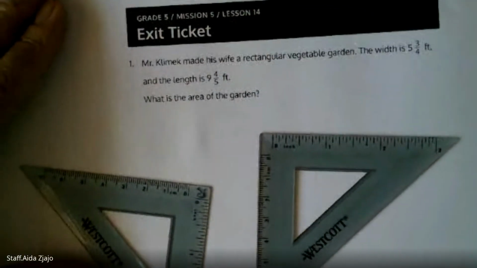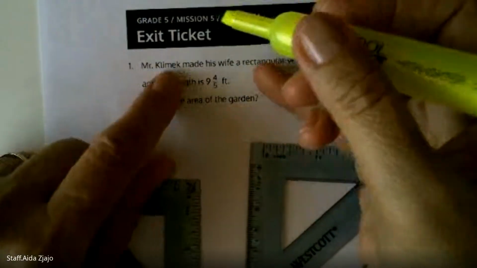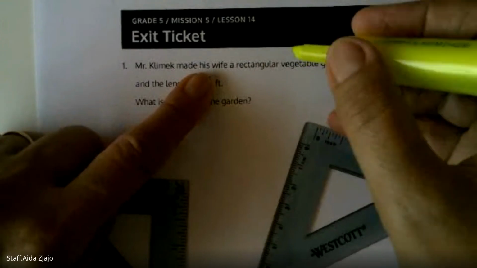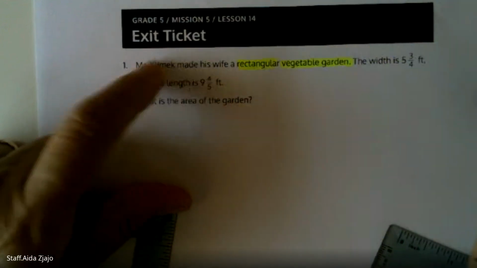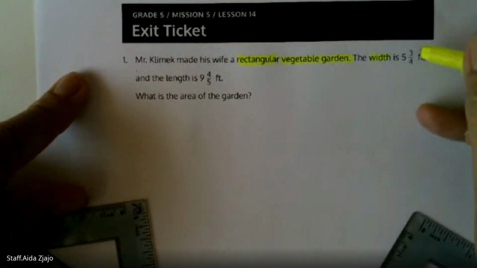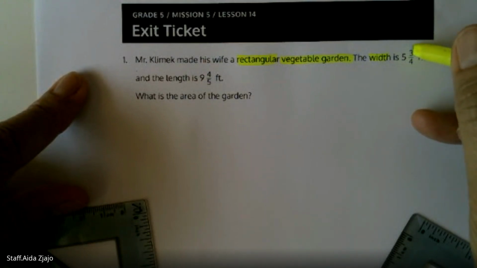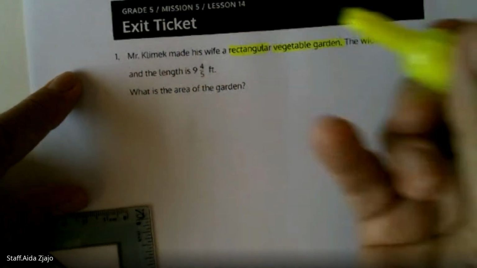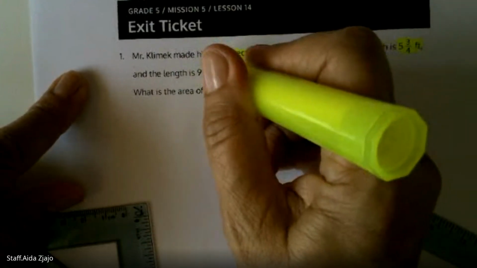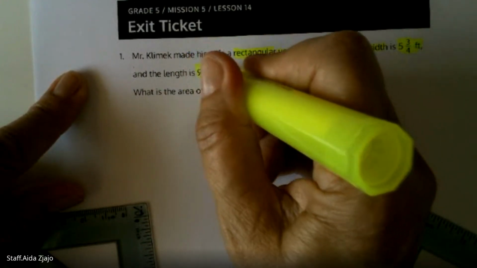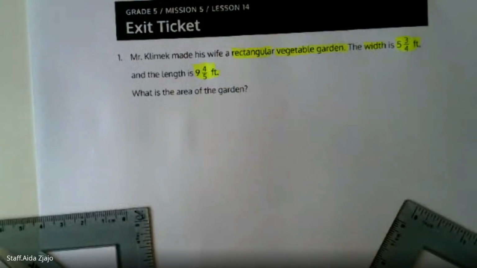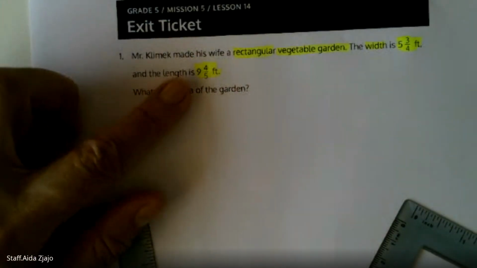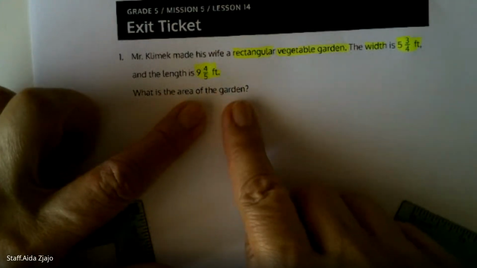Okay, let's see. Mr. Klimek made his wife a rectangular vegetable garden. The width is 5 3/4 of a foot, and the length is 9 4/5 of a foot. So 9 whole feet and 4/5. What is the area of the garden?